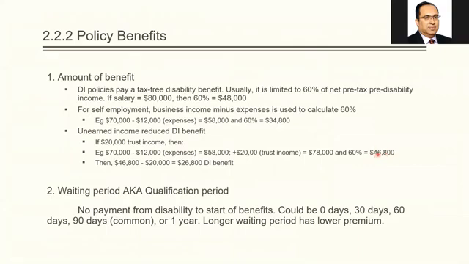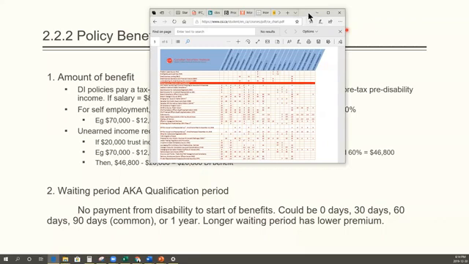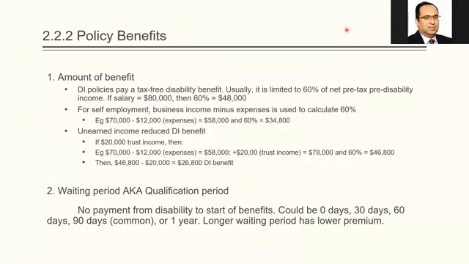But then, when we take the 46,800, the client cannot get that whole amount. We have to minus the 20,000 trust income. So the client can get 26,800. So if he gets 20,000 from the trust, it will be cut from the benefit, because it will reduce the benefits.